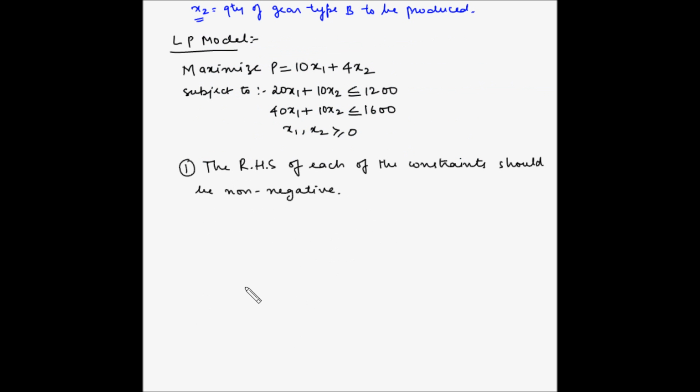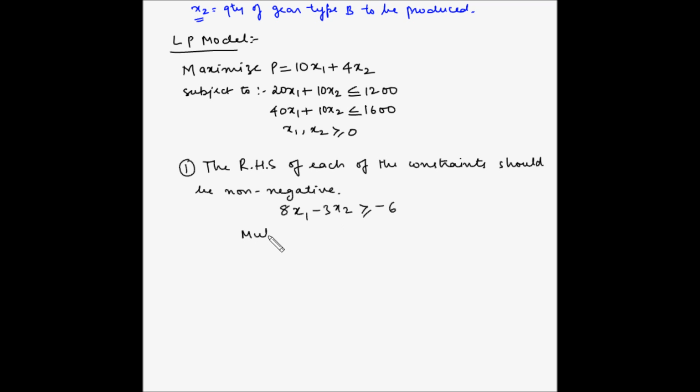However, let's take an example of a constraint. Let's say you encounter a constraint like 8x1 minus 3x2 is greater than or equal to minus 6. So here the right hand side is negative. If you have a constraint like this, then what we need to do is multiply both the sides, that is left hand side and the right hand side, by minus 1.